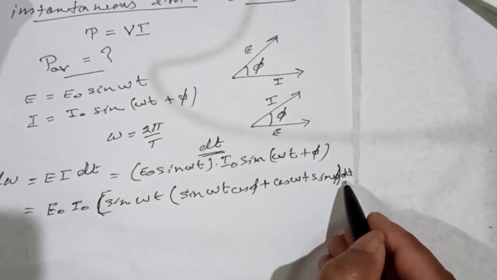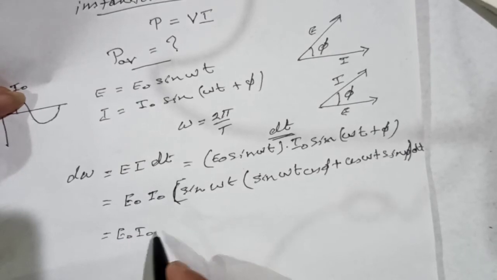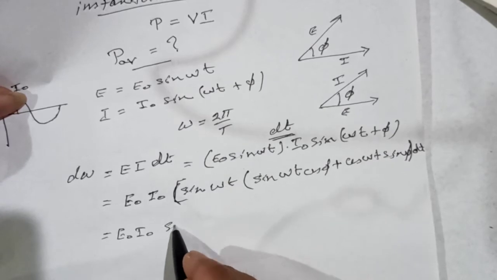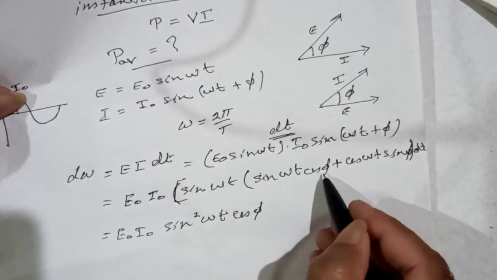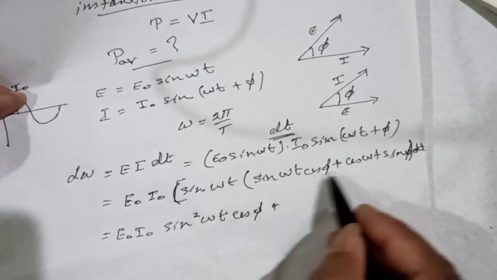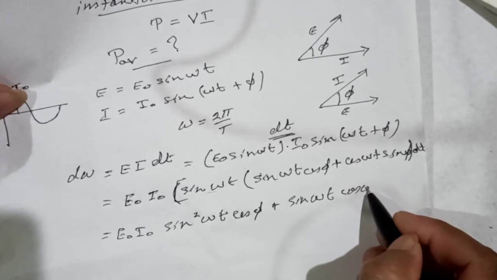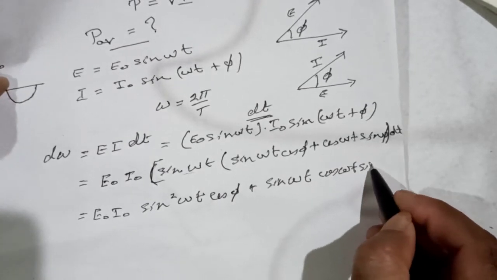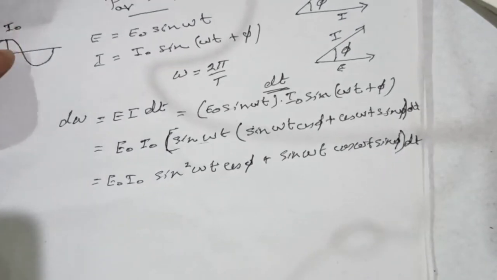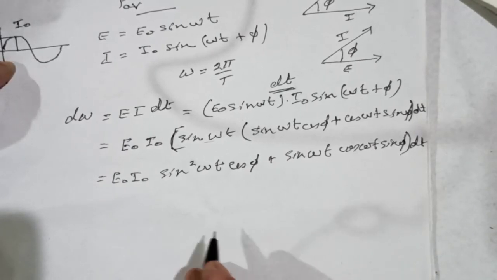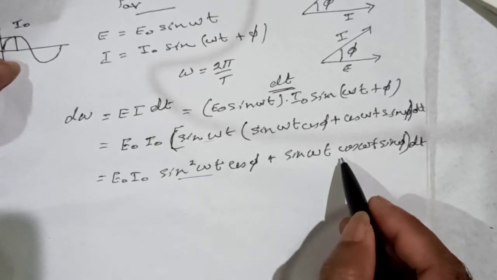The interval is very small, dt, a small amount of time. So we can write like this, E naught, I naught, if we multiply these two, sine square omega t cos phi, this one cos phi, plus, if we multiply this, it will be sine omega t, cos omega t, and there is sine phi and dt. Okay, dt. So it's like this. You can check your textbook also. So we are going to find out what this and this are.